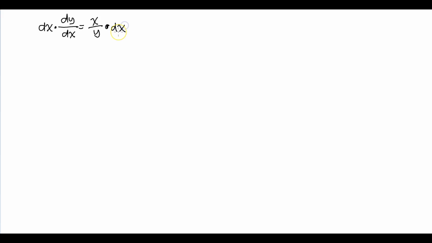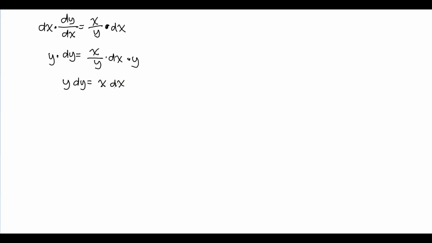When we use separation of variables, we treat the derivative as if it's a fraction, so we can multiply by the denominator of dy/dx. So we have dy equals x over y dx. And now we multiply by y on both sides. So we get y dy equals x dx.